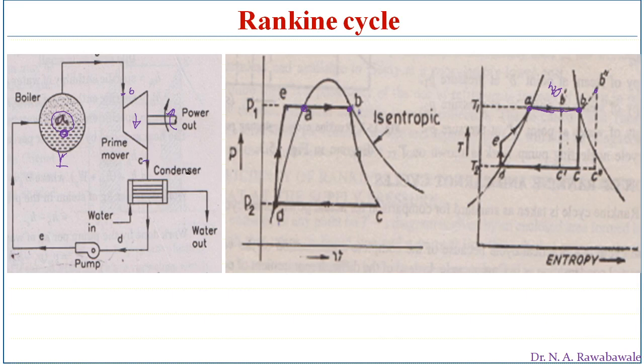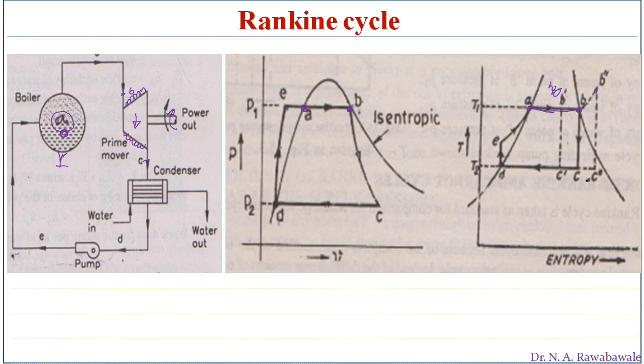The expansion which takes place in this turbine is assumed to be reversible adiabatic expansion. Adiabatic expansion means there is no transfer of heat to the surroundings. It is assumed that the turbine is insulated, so there is no heat transfer from surroundings to system or system to surroundings. So steam is expanded in this turbine and enters the condenser at point C.